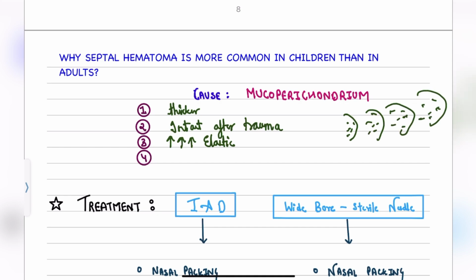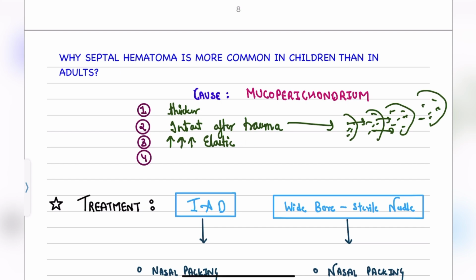Next, it also remains intact after trauma. Since it's intact, there's going to be no blood leaking. That's why in children the mucoperichondrium is thicker. It remains intact after trauma, and it's highly elastic.